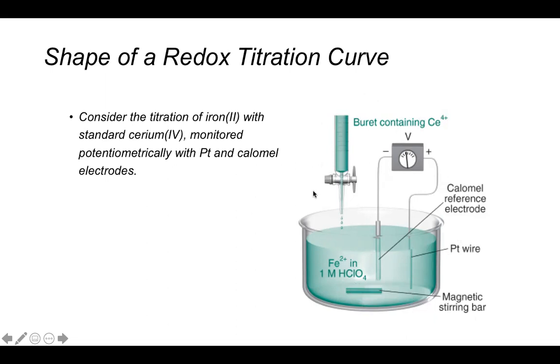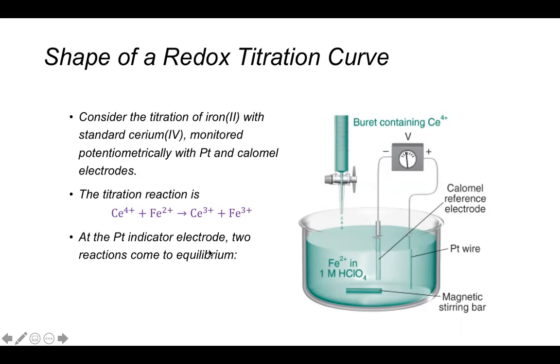So consider the titration of iron 2 with the standard cerium 4 monitored potentiometrically with platinum and calomel electrodes. So what's going to happen is that the iron is going to deposit onto the platinum wire, and so that half reaction is going to cause the flow of electrons through the system. And the titration reaction is cerium 4 plus plus iron 2 plus gives cerium 3 plus plus iron 3 plus. So what's happening here is that the iron is being oxidized and the cerium is being reduced.